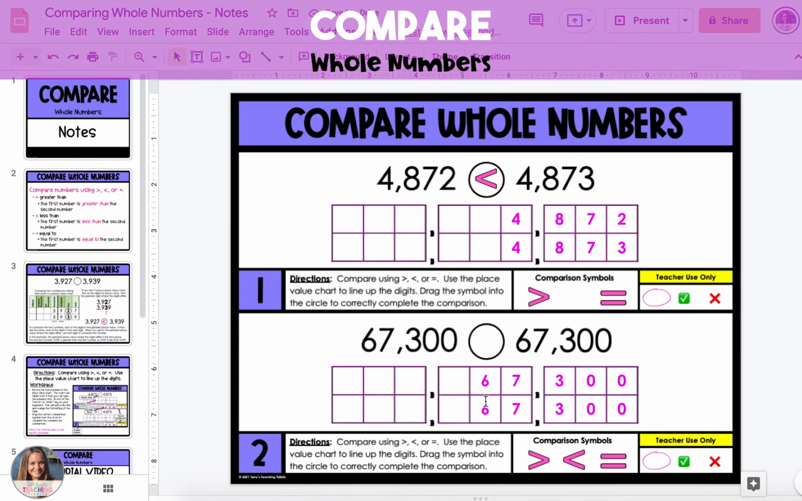The digits in the 10,000s place are the same, the digits in the 1,000s place are the same, the digits in the hundreds place are the same, the digits in the tens place are the same, and the digits in the ones place are the same. Since all of the digits are the same, these two numbers are equal. So 67,300 is equal to 67,300.